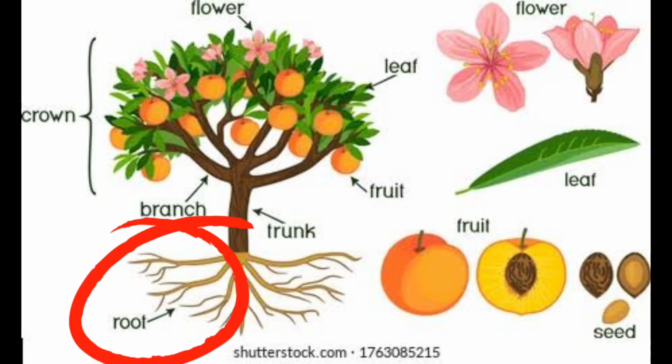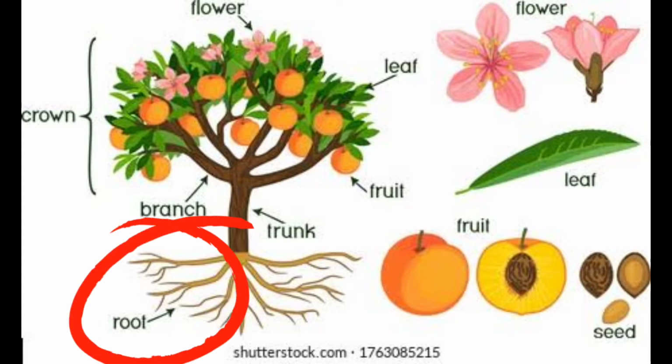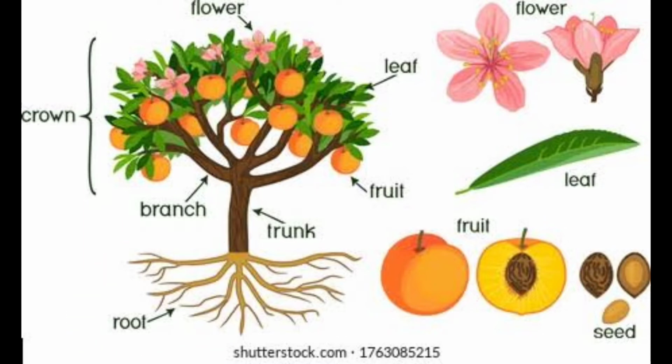If the root is dead, the tree will also be dead, because the root is the main source of food for tree. Akar adalah bagian terpenting dari sebuah pohon. Jika akarnya mati, maka pohon tersebut juga akan mati, karena akar adalah sumber makanan utama dari sebuah pohon. And that is the last part of a tree.